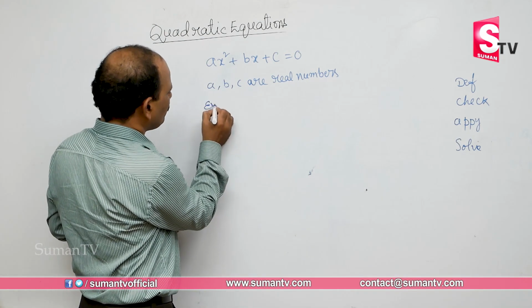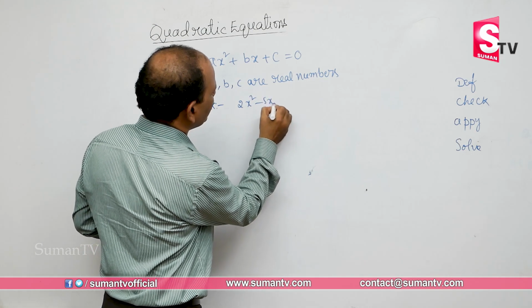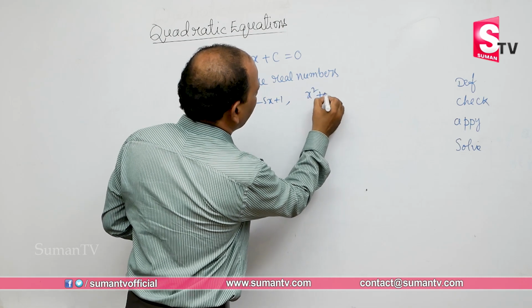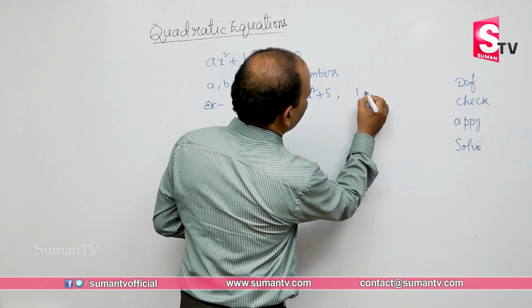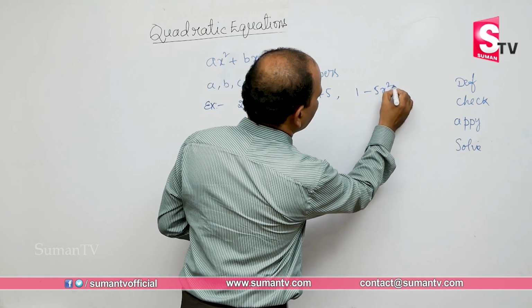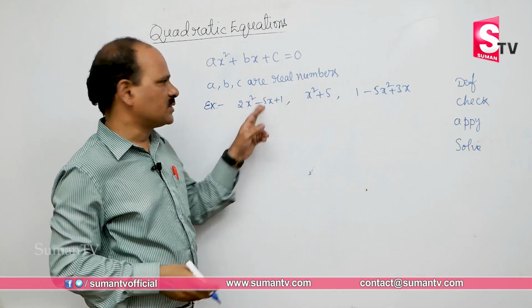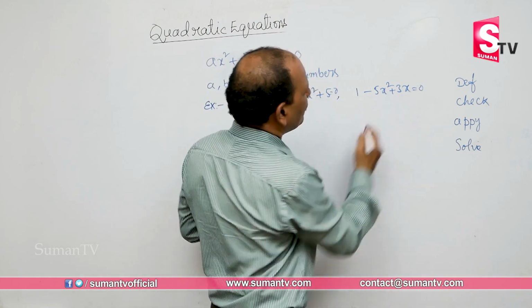Example: 2x square minus 5x plus 1, x square plus 5, 1 minus 5x square plus 3x. These are all called quadratic equations. Why are these all quadratic?